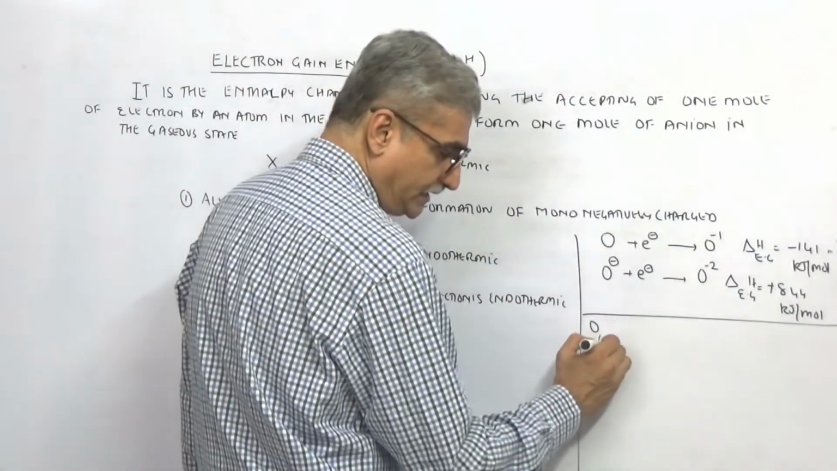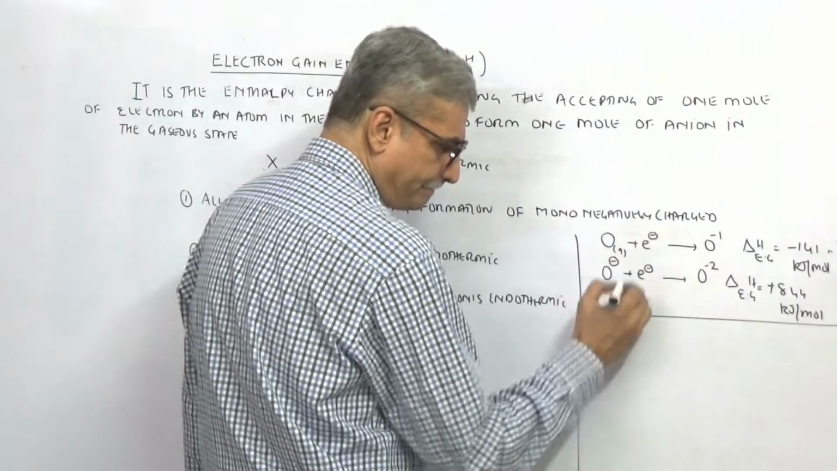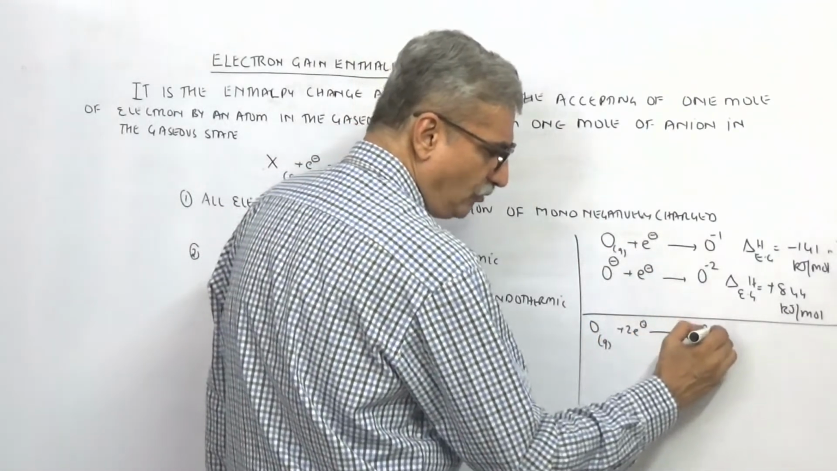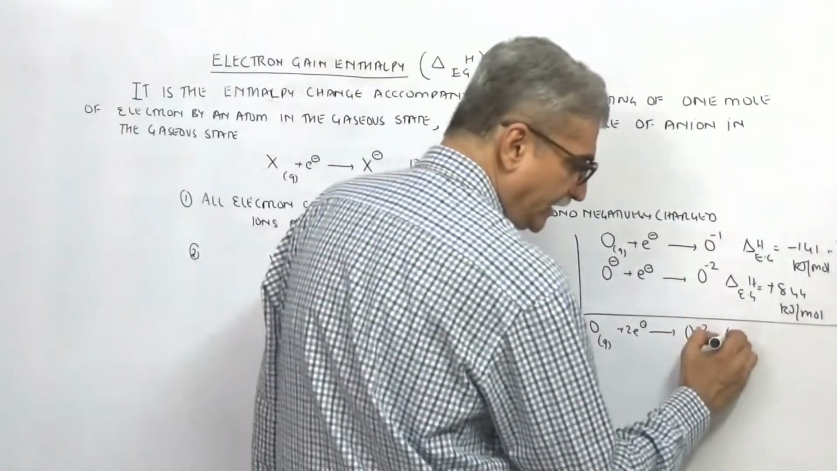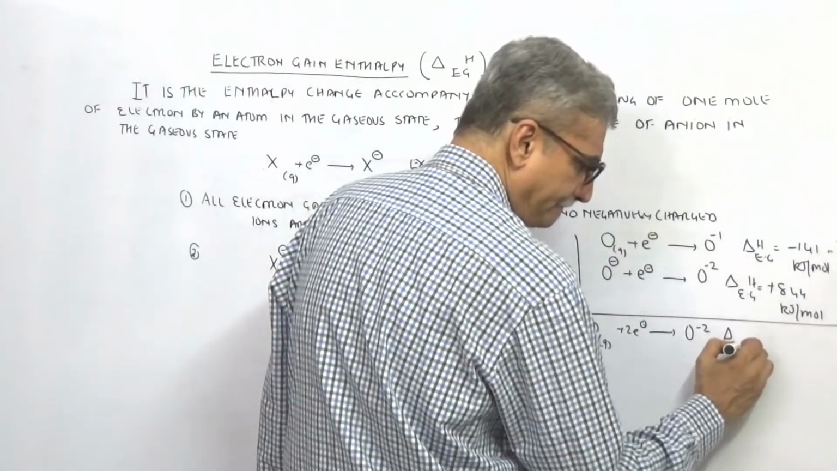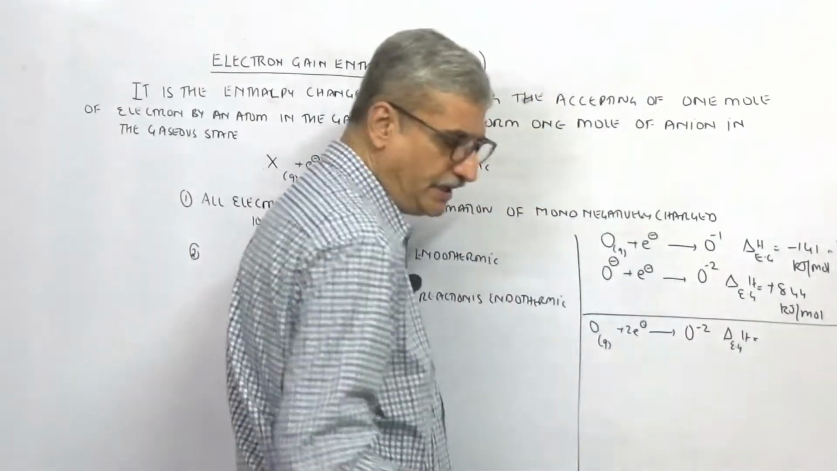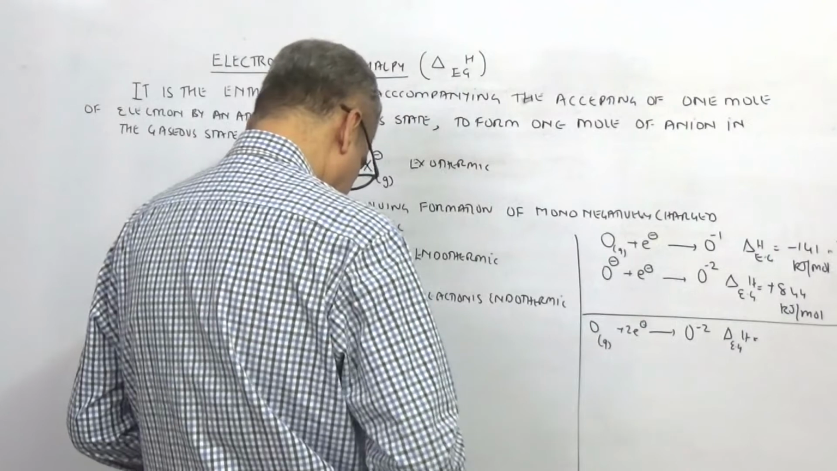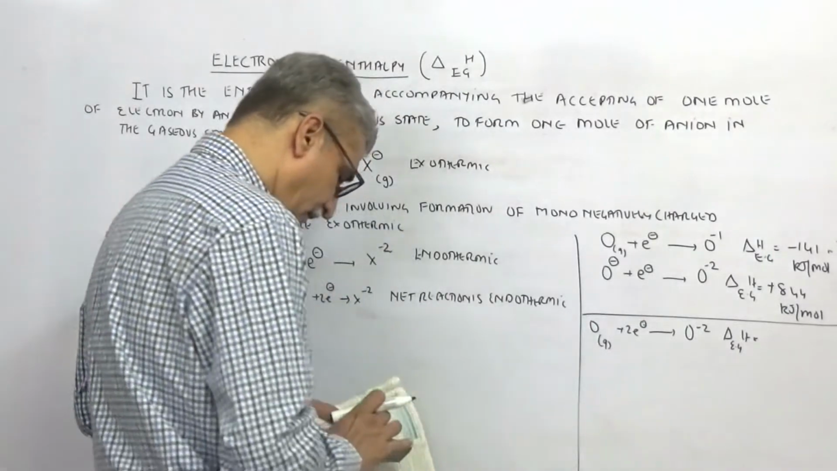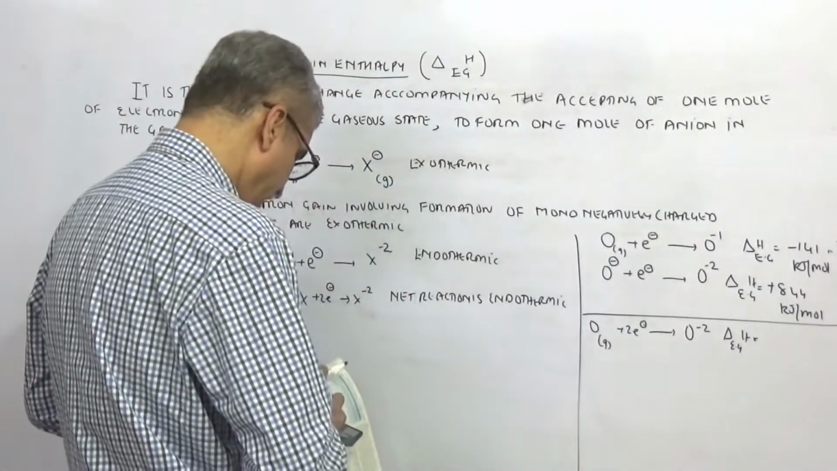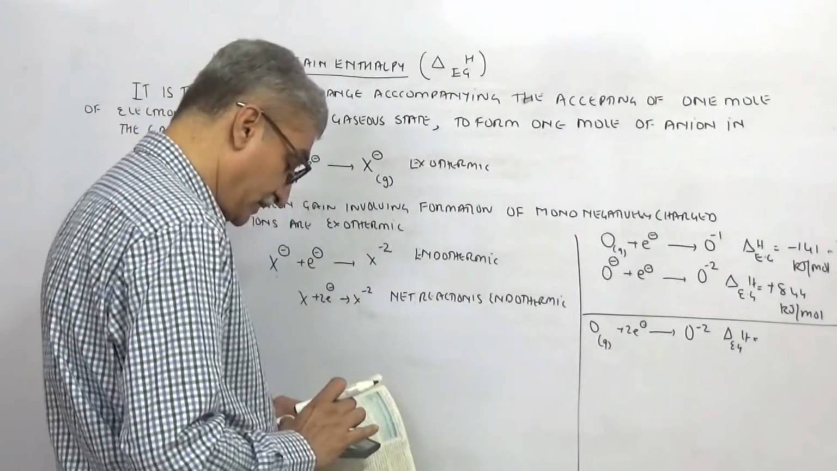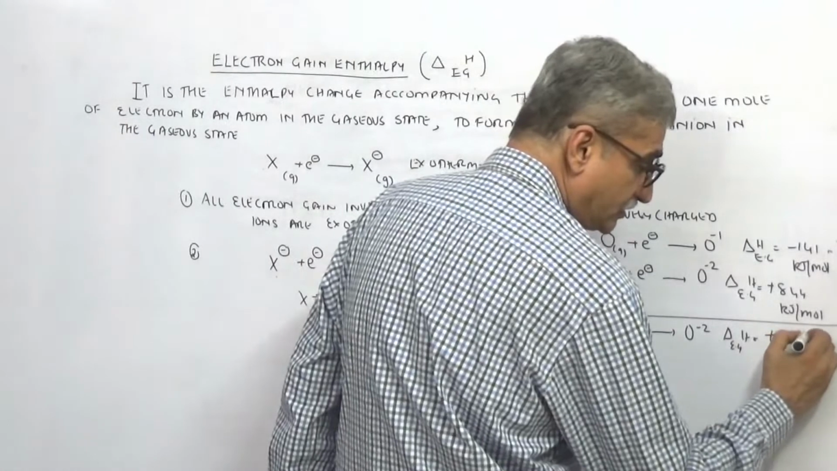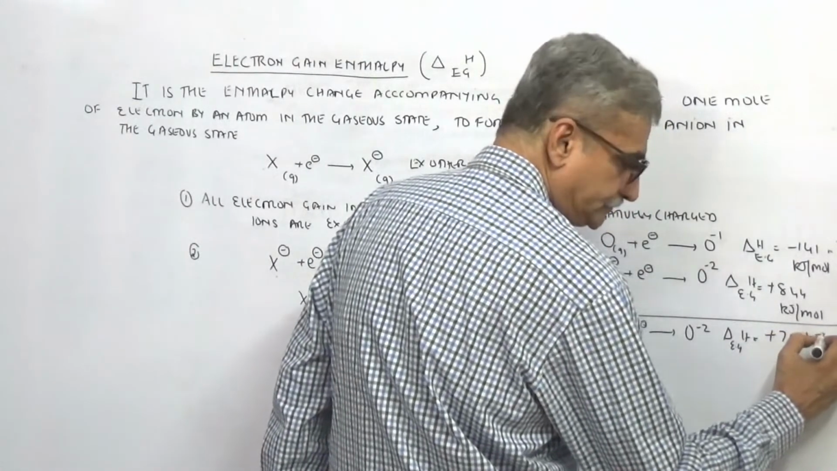So the net reaction: oxygen atom in the gaseous state plus 2 moles of electrons forms O minus 2. This net electron gain enthalpy will be how much? 844 minus 141, so this value will be plus 703 kilojoule per mole.